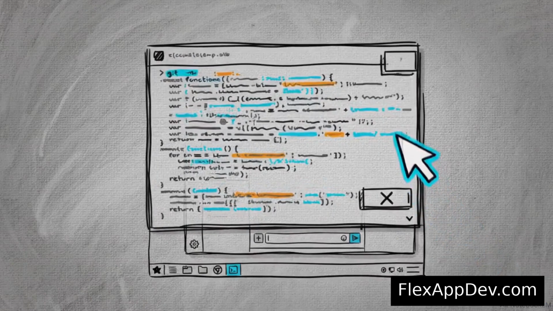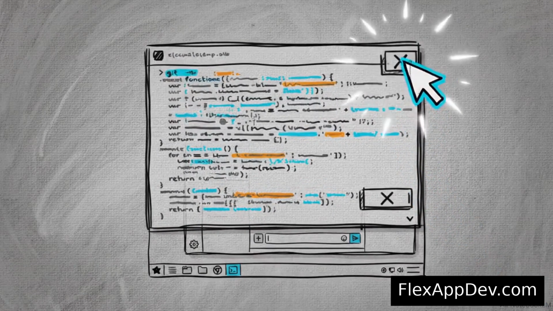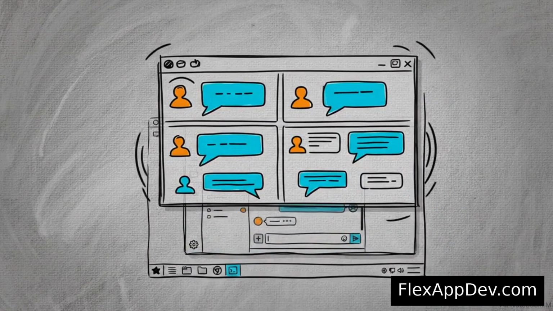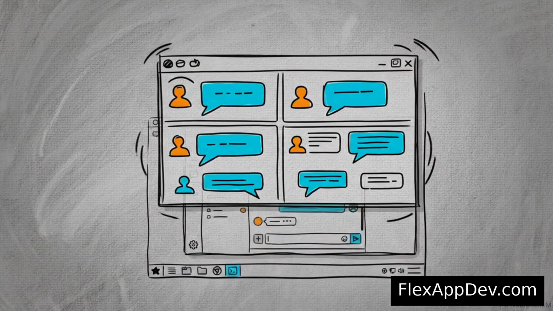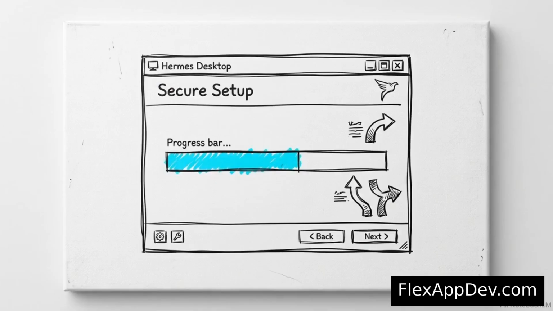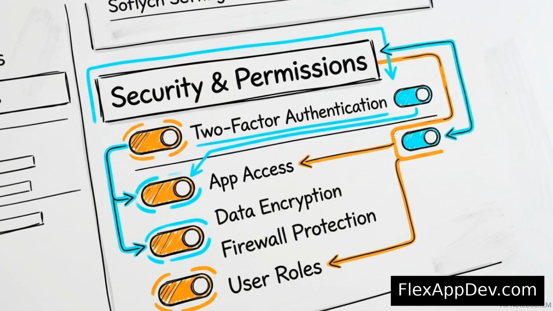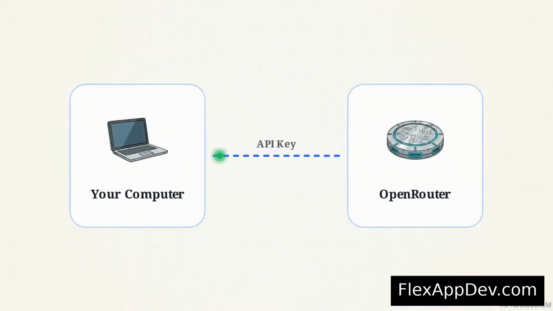The Hermes autonomous AI agent is shifting away from the command line. We now have an official standalone desktop application. Today, we will execute a secure installation, bypass a known API connection bug, and lock down its security settings. To get started, you only need your computer and a free account with OpenRouter.